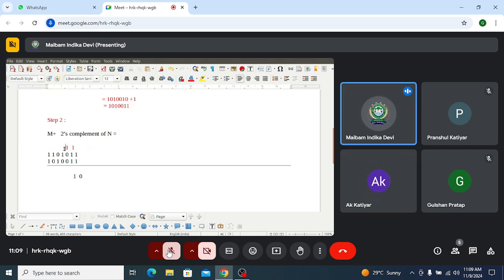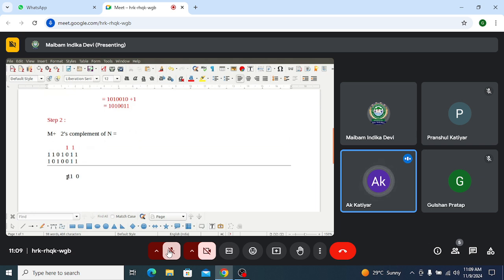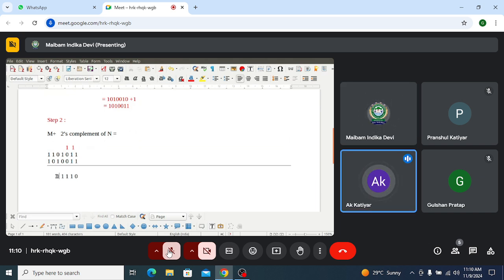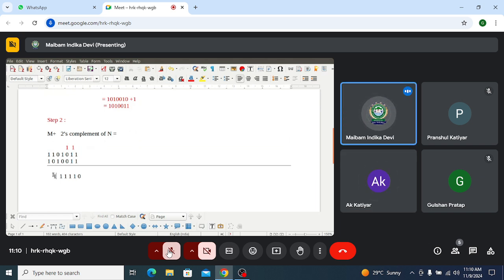Tell me the answer. How much do you get? Here 1 plus 0 will be 1. 0 plus 1 will be again 1. 1 plus 0 will be again 1. 1 plus 1 will be 0.